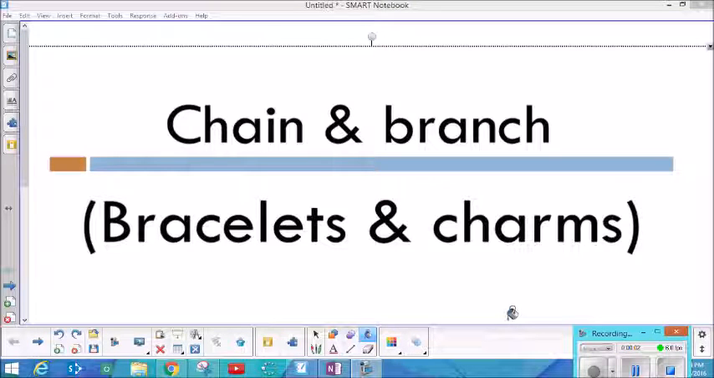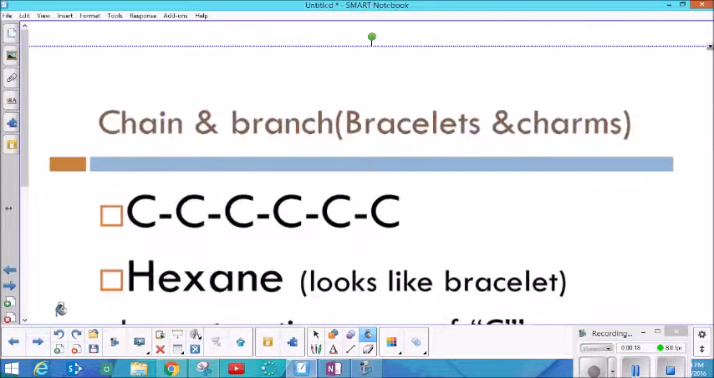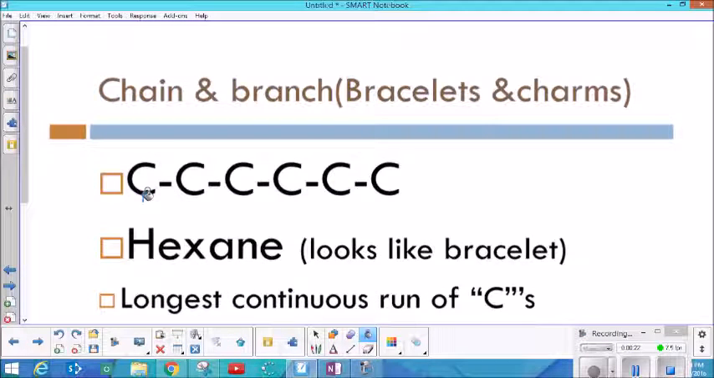This video is about chain and branch naming organic compounds. I sometimes call the chain a bracelet and the branch a charm. So this is a common looking organic compound.